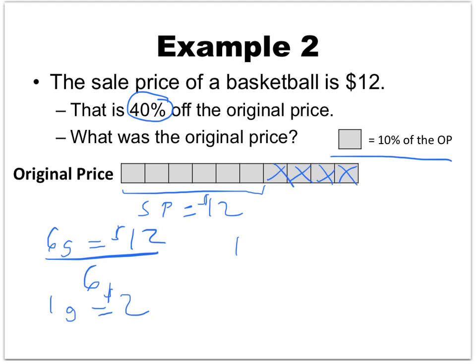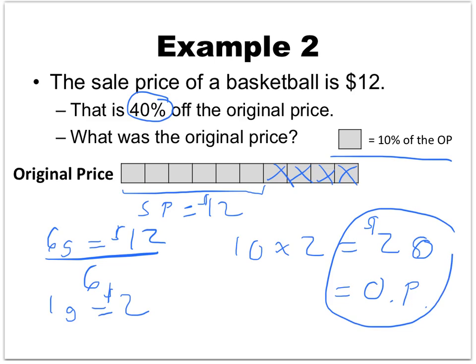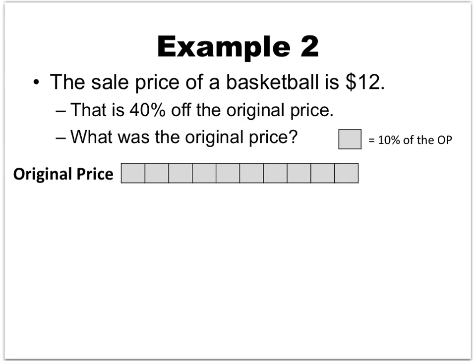And so we have a total of 10 groups in the original price times $2 in each group. And so that equals $20. So that's our original price. The original price was $20. It's kind of the same basic strategy as what we did in the first example. Figure out how many items are in each one of those groups, take that times the total number of groups, and we're all done.